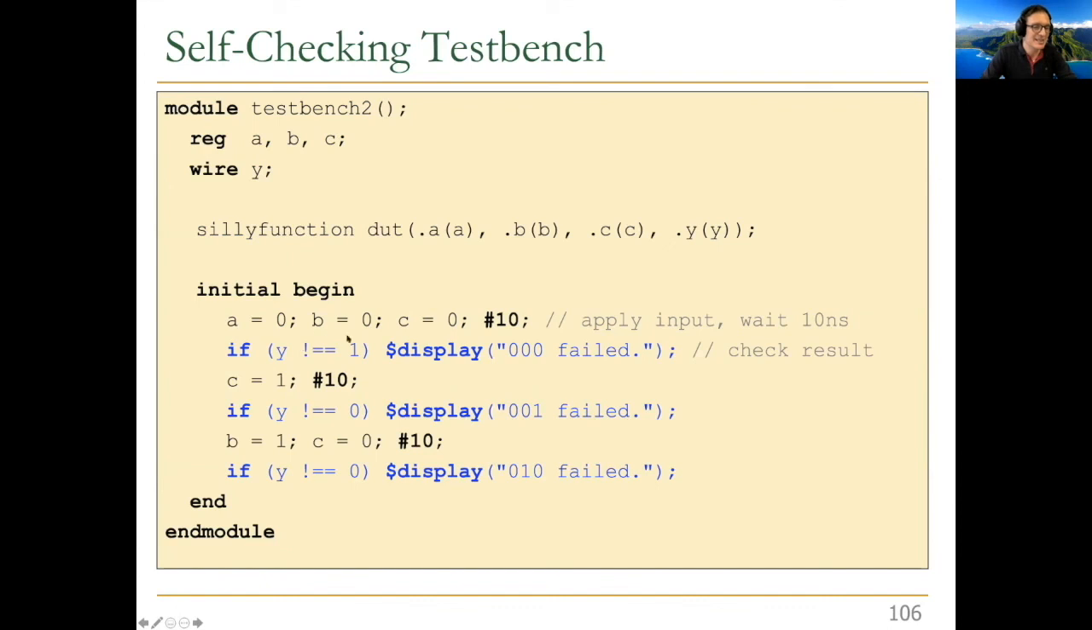Here, the key distinction is you apply the input, wait for some time, and then you check whether the output is correct. If the output is not correct, now you're encoding the outputs inside the test bench itself, as you can see. So the output is not 1, you display, okay, this input failed. And then you apply another input. If the output is not as expected, you display it failed. You can do it in different ways, of course, via post-processing, etc. I'm not going to go through details.